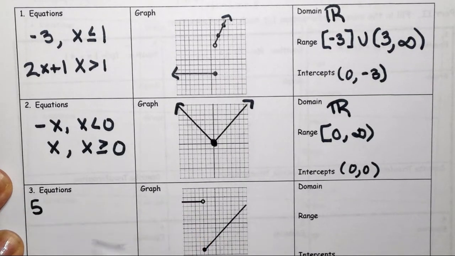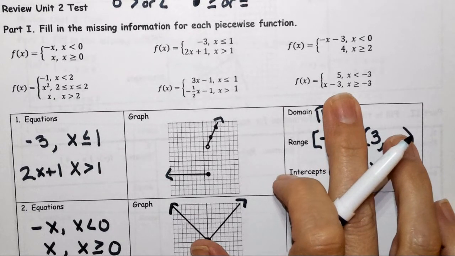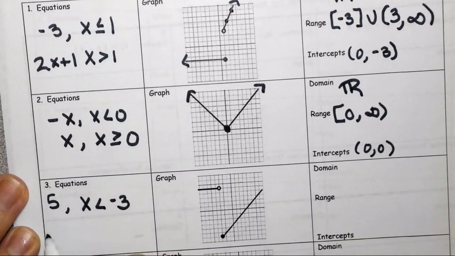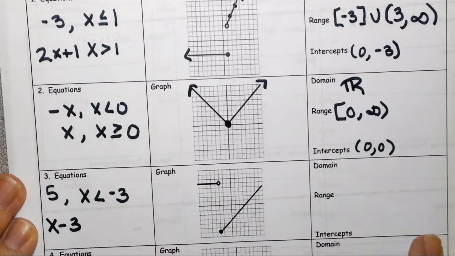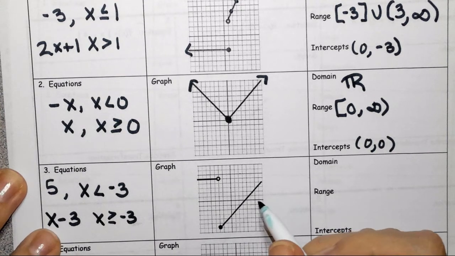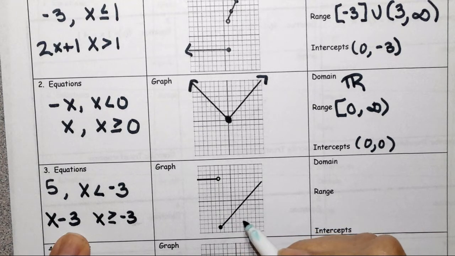I've got a horizontal line at 5. And I'm using all the x's to the left of negative 3, open circle. The second equation that goes with it is x minus 3. And I'm going to have a closed circle and all the x's to the right. So x minus 3. And then I'm going to have all the x's to the right of negative 3. So I've got a closed dot and I've got a positive slope of 1x, so up 1, right 1, up 1, right 1, up 1, right 1, and it actually does touch at -3, my y-intercept.